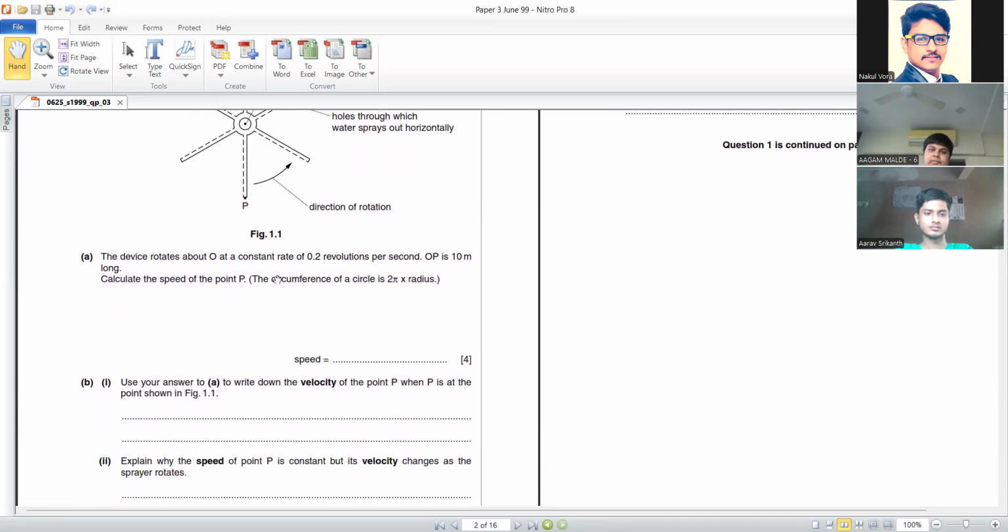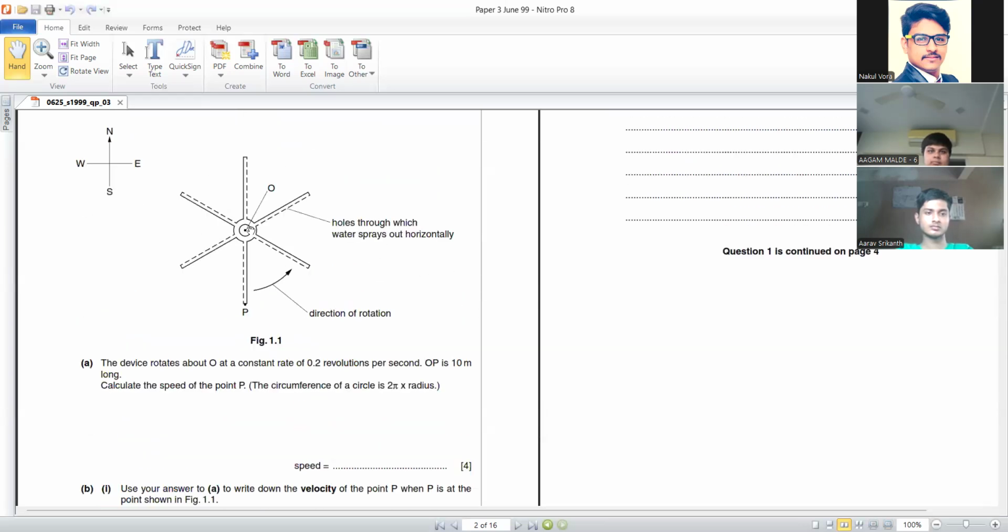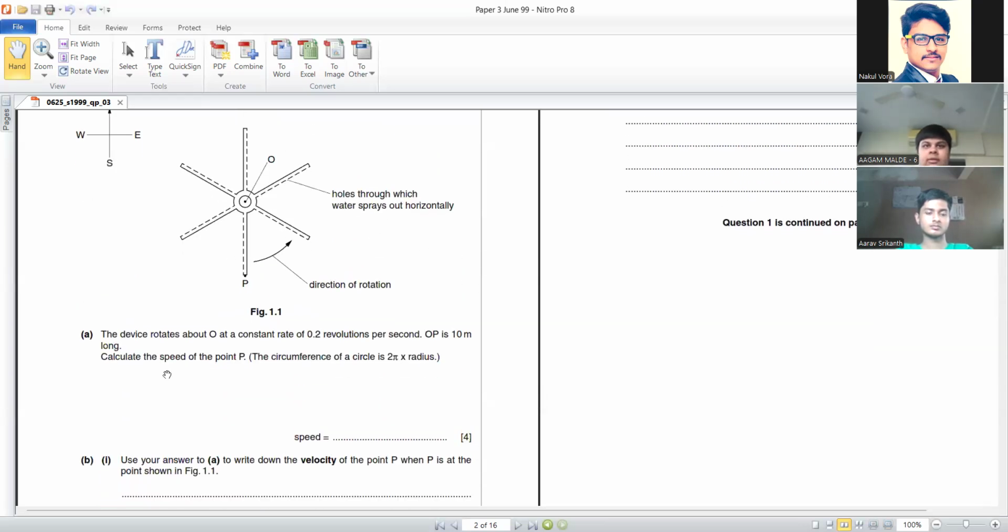The device rotates about O at a constant rate of say 0.2 revolutions per second. OP, O to P, is 10 meters long. Calculate the speed of the point P. For this point P, the circumference of the circle is 2 pi radius. So what is the radius of this circle, by the way? 10 meters. That is the radius. So I know what is the circumference it is going to cover, right? 2 into pi into 10. That is going to be the distance covered in one revolution.